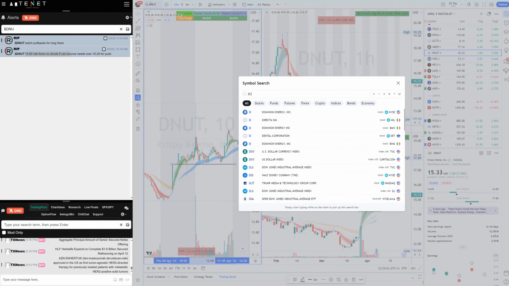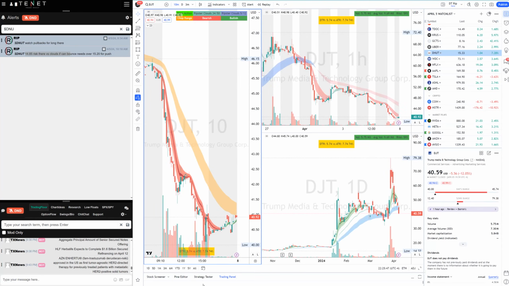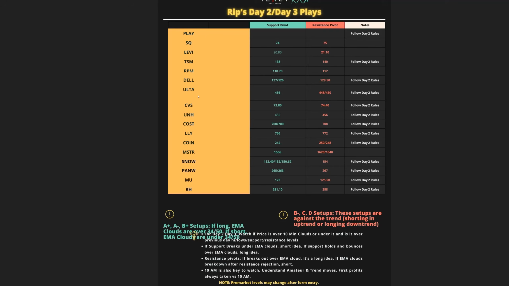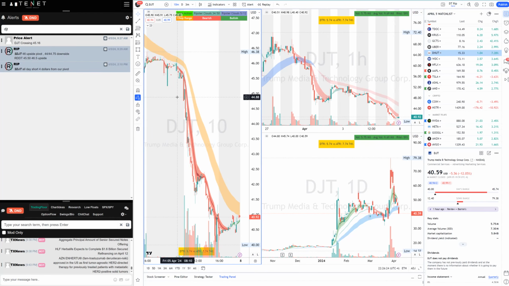Then we also had DJT today, the Trump stock. DJT was a day 2 short for us. Let's go check the levels on DJT. The levels that I gave on DJT were 44.47, 44.75 and 44 right before the market open. It broke our pivot and never looked back. So that was like a $4 short from our pivot, an all day short. It's all about the pivots, bearish. That's why DJT is always on our day 2, day 3.